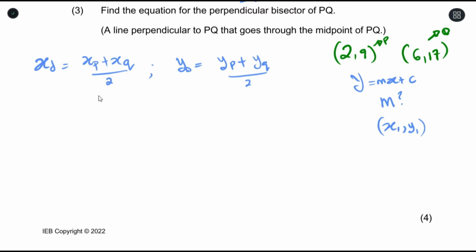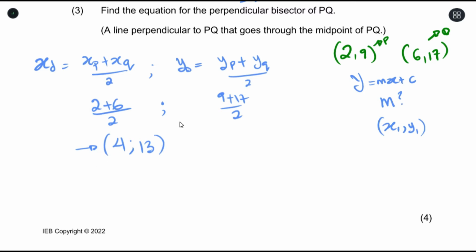So substituting these two values, you're going to get 2 plus 6 divided by 2. And in this one here, you're going to get 9 plus 17 divided by 2. 2 plus 6 is 8, divided by 2, you get 4. So that's the x coordinate. And 9 plus 17 is 26, 26 divided by 2 is 13. So the midpoint of PQ is (4, 13). So we have a coordinate. And the next thing we need to figure out is the gradient.